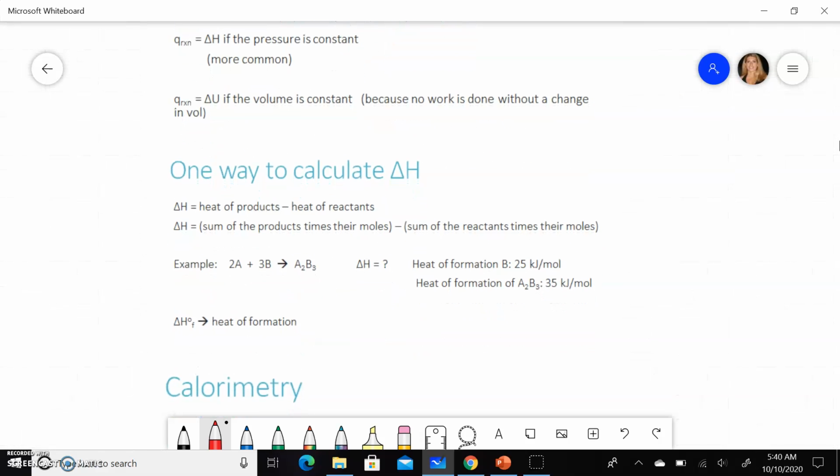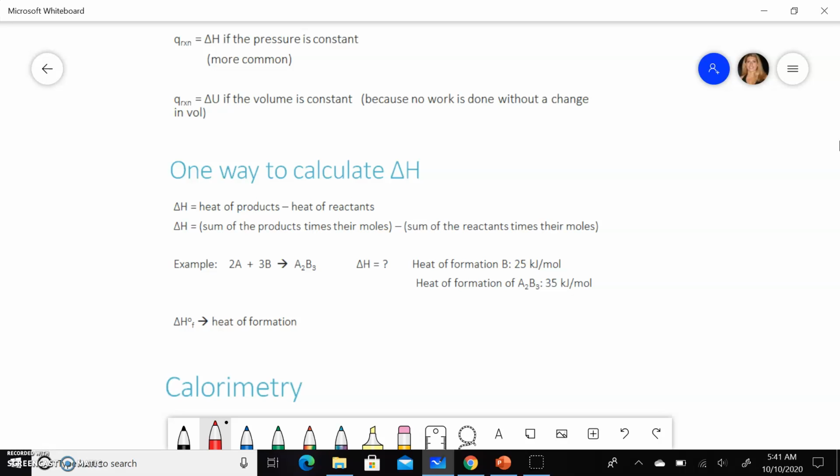All right, one way to calculate delta H, and there's going to be a lot of ways to calculate delta H in this chapter, and you might be thinking, well, how do we know which one? It's going to be based on the information that they give you in the question. So this is just one way, and you're going to do this several times for this chapter. If they give you a reaction and ask you about the delta H, a lot of times they'll give you the heat of formation of various things in the reaction.